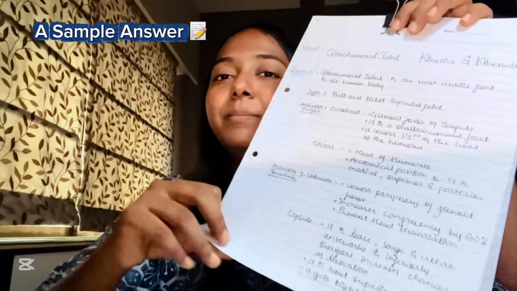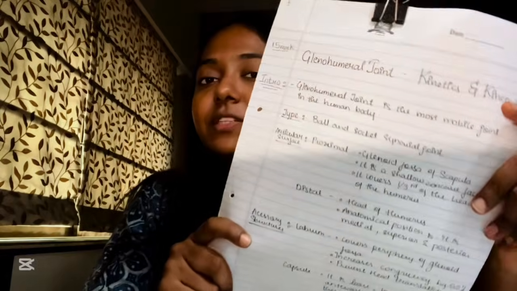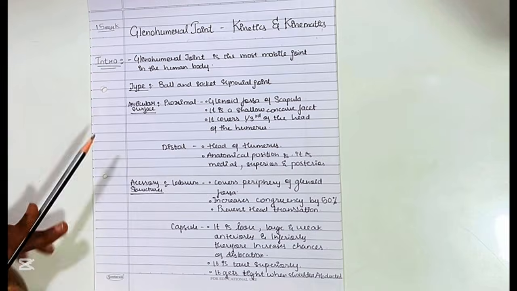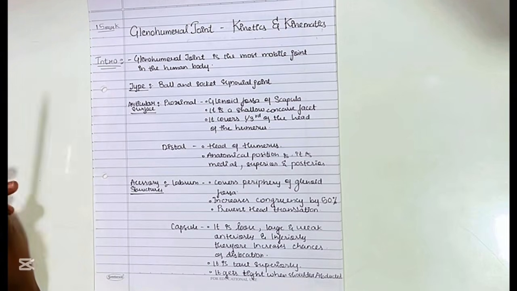As many of you requested, to show how we exactly write it in an exam, along with the checklist that I have prepared, I've also prepared a complete answer for the glenohumeral joint. This was a question asked in the year 2022: kinetics and kinematics of the glenohumeral joint. I have made a structured 15-mark answer. So this is how we actually write the answer for 15 marks. The glenohumeral joint, kinetics and kinematics was the question.